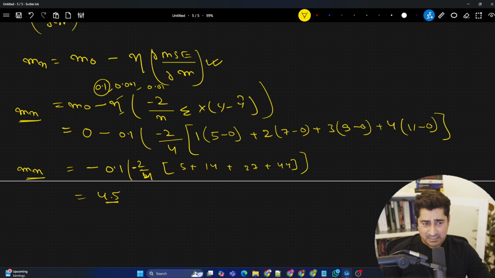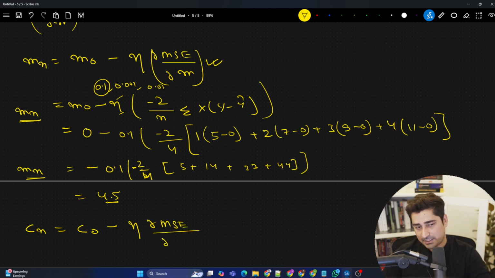Okay. Now we are not just supposed to find out a new m. We are supposed to find out new c as well. New c is nothing but old c minus eta times the differential of this with respect to c. So this is again a component which I'm supposed to find out with respect to c, right? So old value was 0, right?